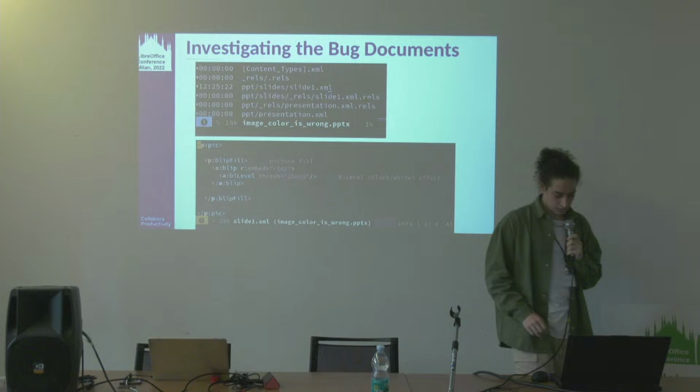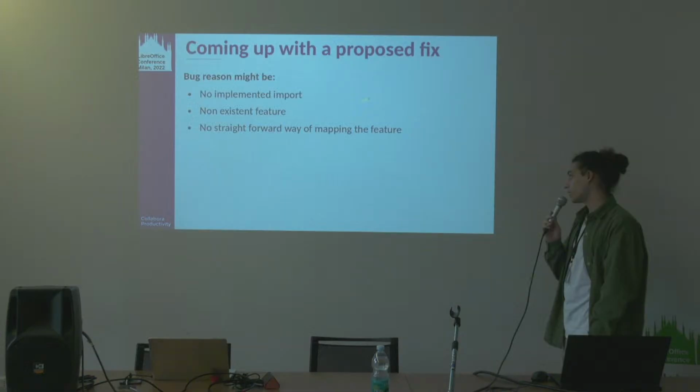And so I thought, okay, actually there is import of binary level, but we don't see any import of threshold values here. So maybe if I implement it, that should be okay. So I started to come up with a proposed fix. Bug reasons, when coming up with the proposed fix, might be: no implemented import, a non-existent feature, or no straightforward way of mapping the feature, because sometimes two features might mean another single feature in other software.